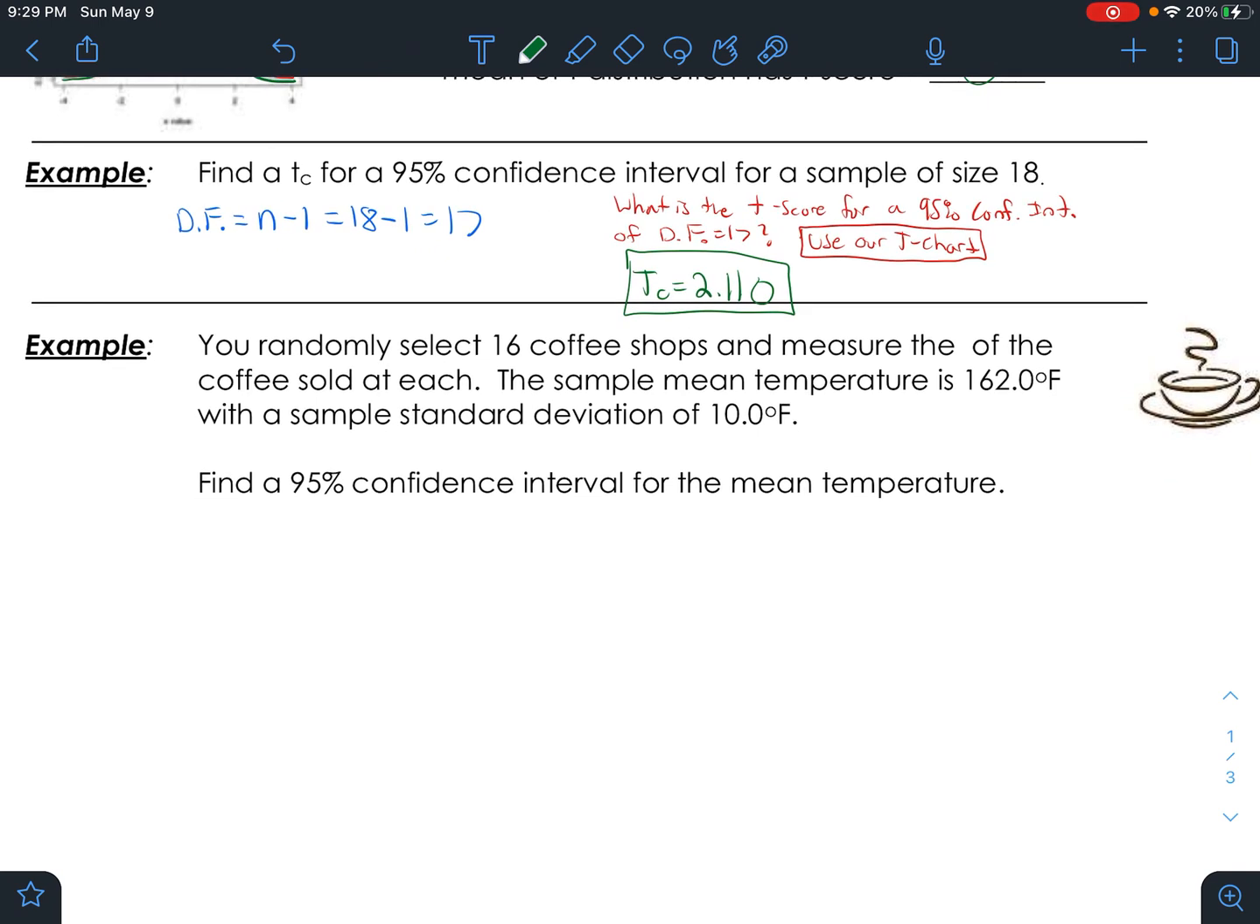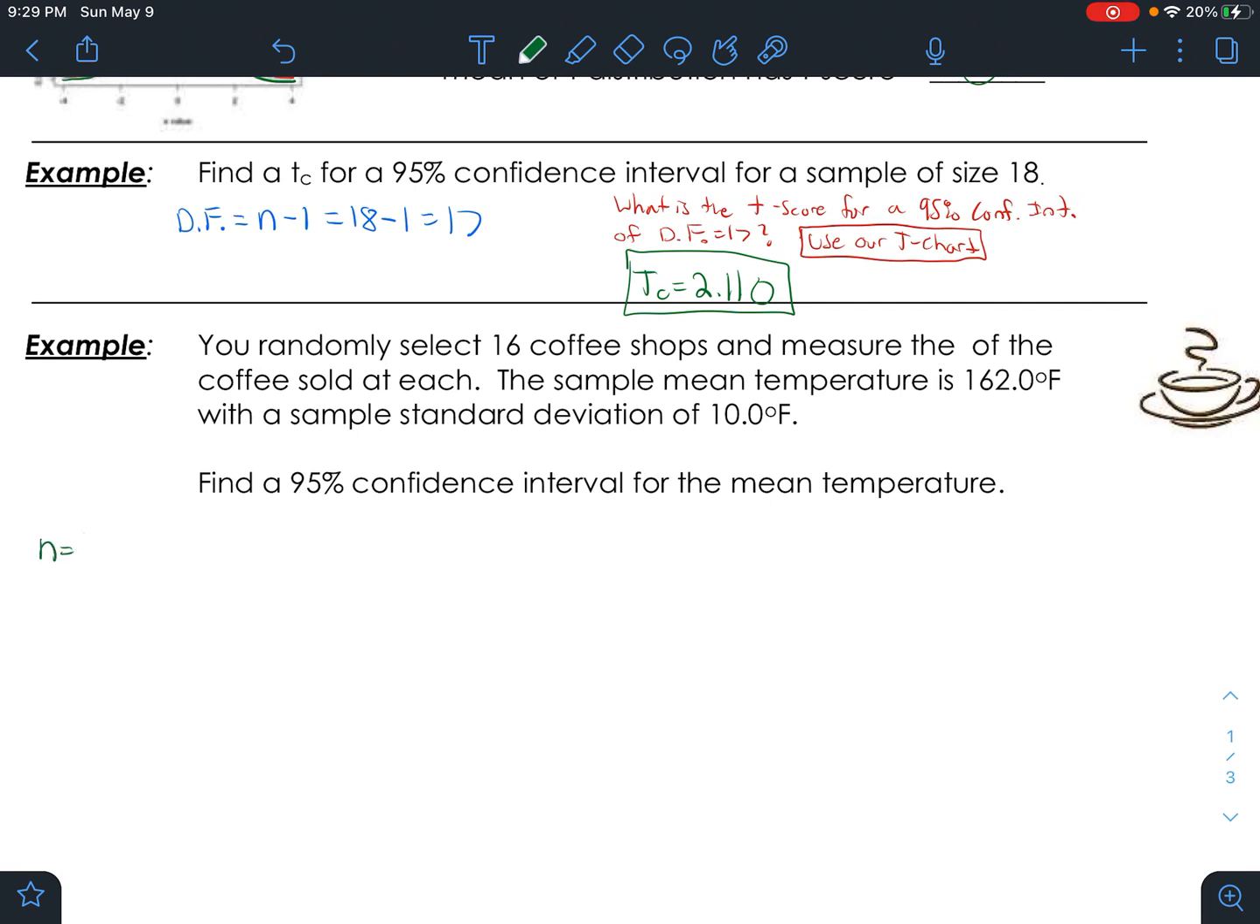All right, last example. You randomly select 16 coffee shops and measure... what are we saying here? You randomly select 16 coffee shops. I believe what it's supposed to say here is: you randomly select 16 coffee shops and measure the temperature of the coffee sold at each shop. That's what it should say.